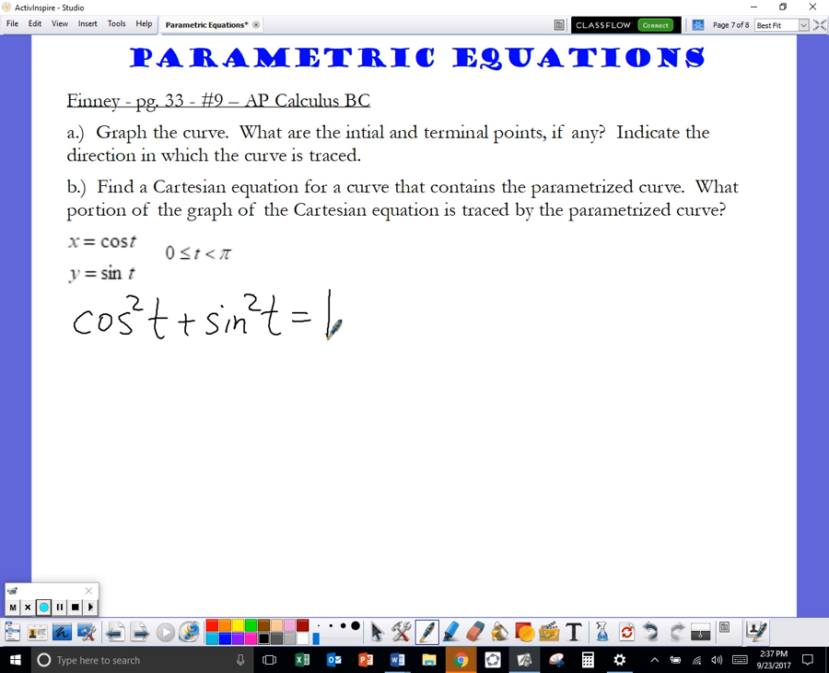And cosine squared. How do we get cosine squared? Well, that is x squared. So we're going to square both sides of this equation. And x squared is equal to cosine squared.